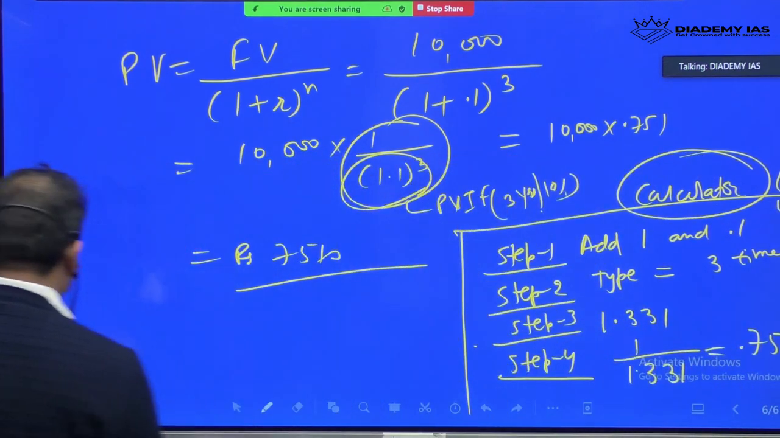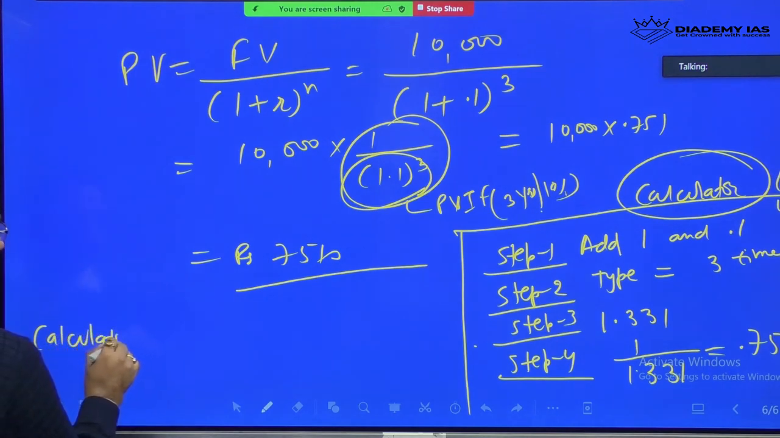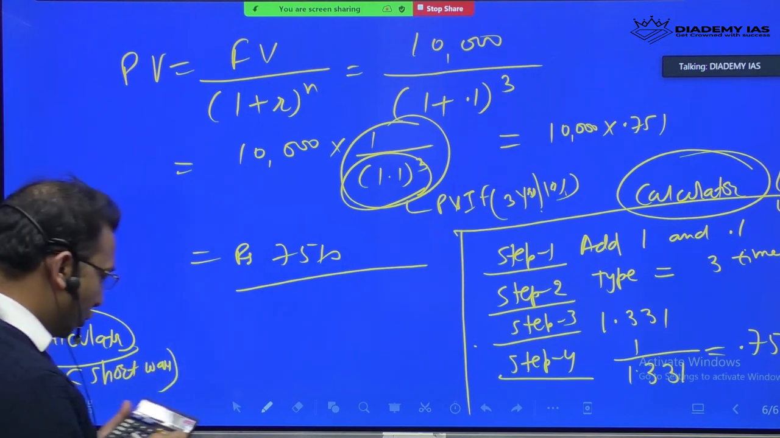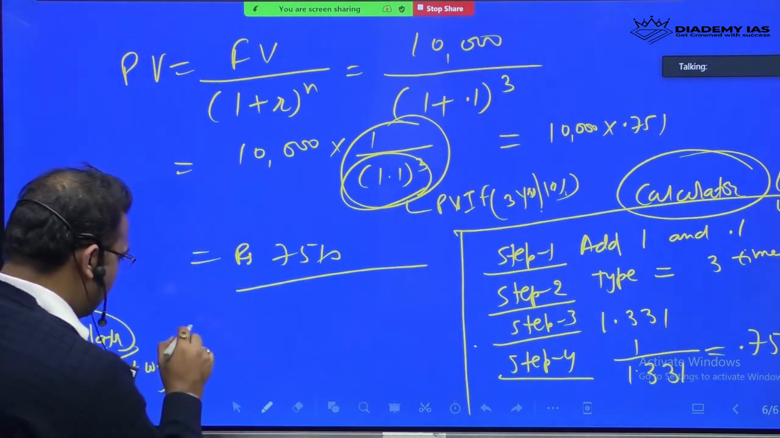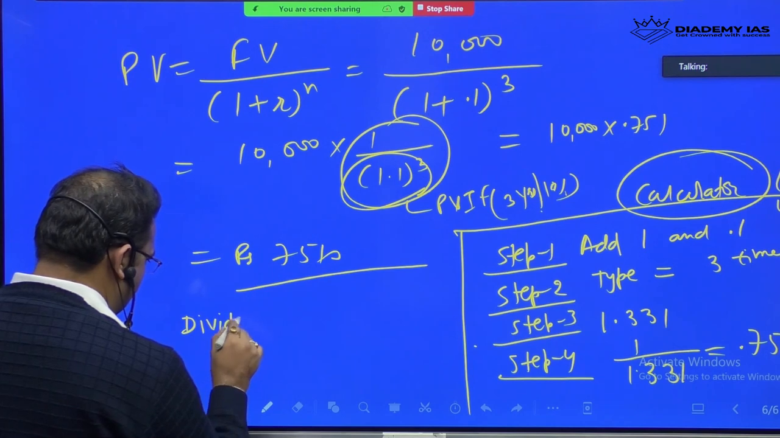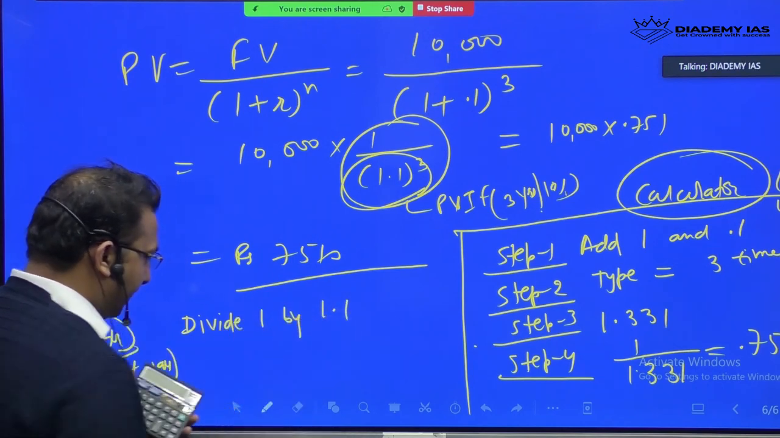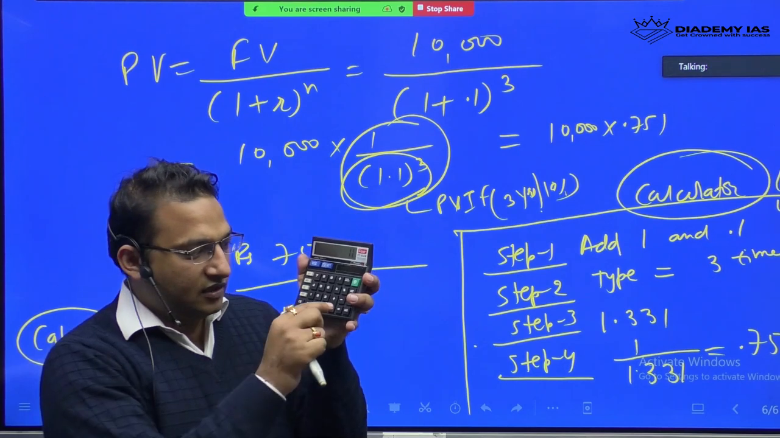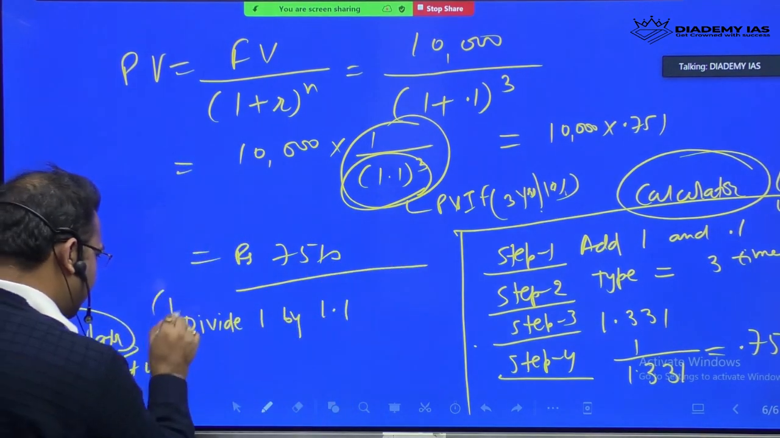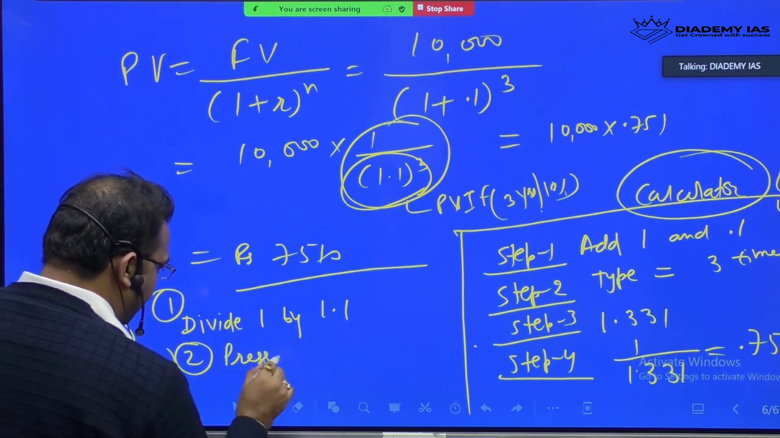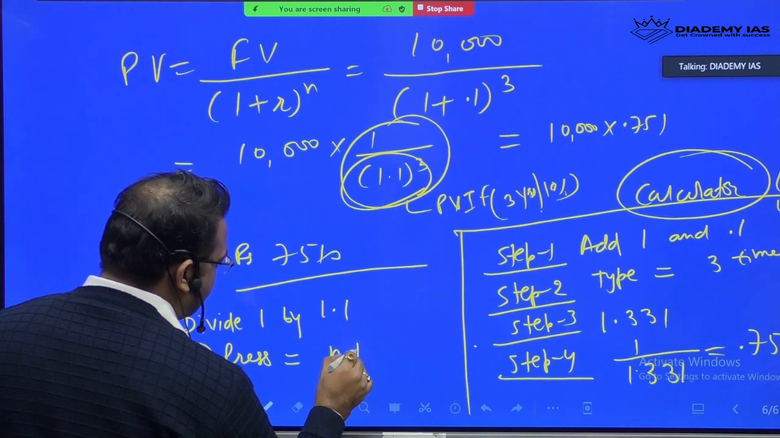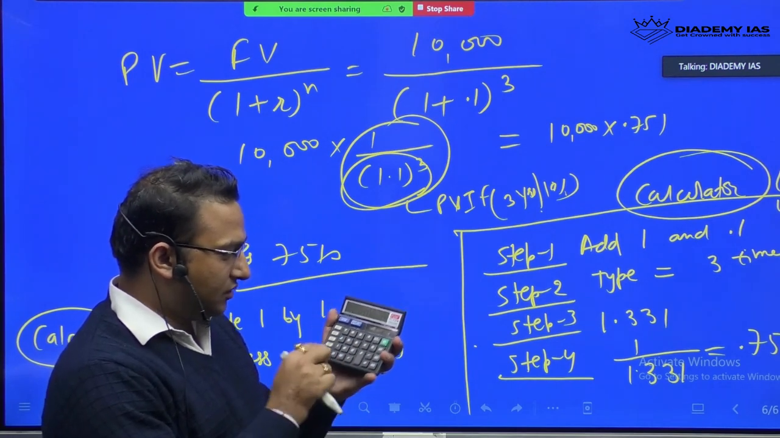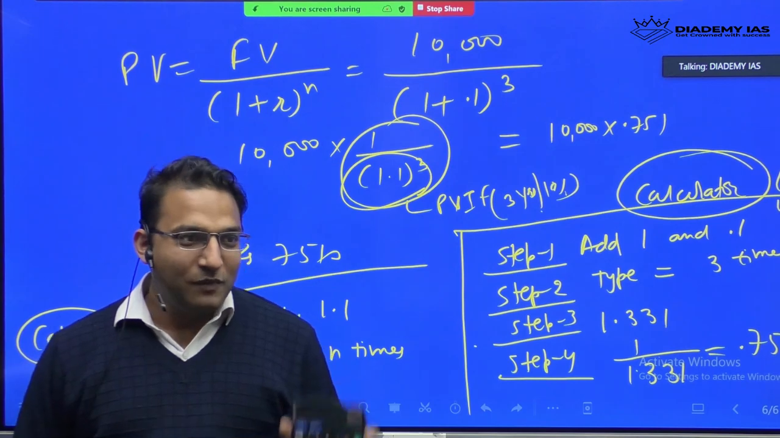And in the calculator only, there is a short way. So what will you do? You will divide 1 by 1.1, equal to. So the first step is done, then you will press equal to n number of times. So it is 3 times: 1 divided by 1.1, then 1, 2, 3 times, 0.7513. There is no magic, it is a simple calculation.